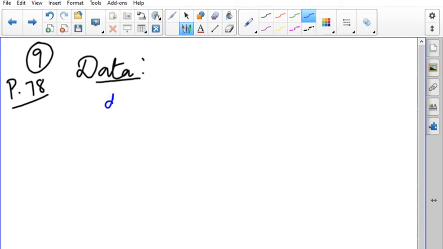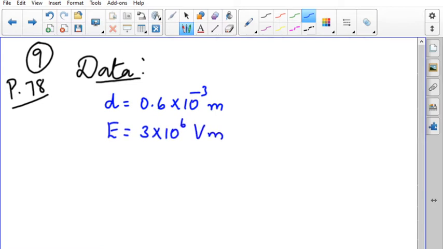D is equal to 0.6 millimeter. Millimeter is expressed as 10 power minus 3 meter, and the electric field is equal to 3 into 10 power 6 volt per meter. This is the data given. So you are asked to calculate the potential difference first.